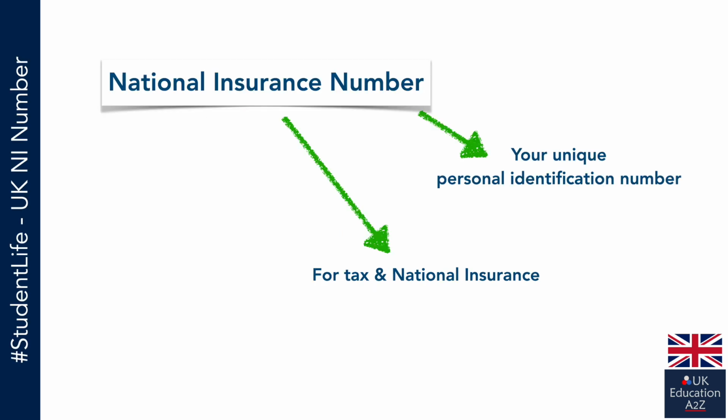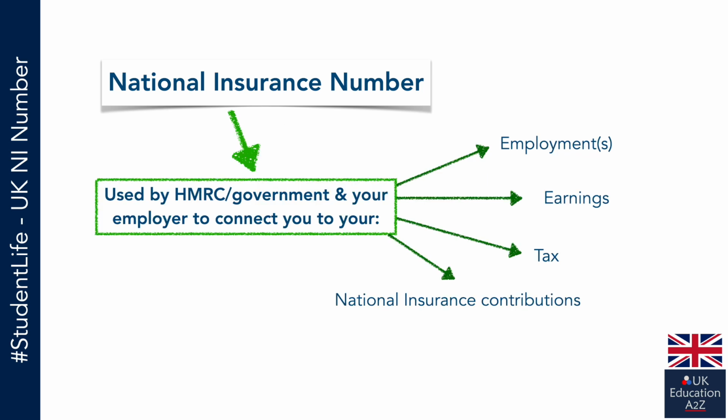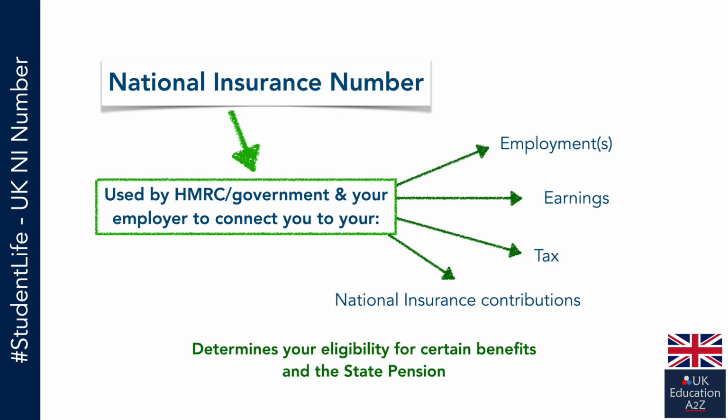A national insurance number is your unique personal identification number for tax and national insurance purposes. It is used by HMRC, or the government, and your employer to connect you to your employment or employments, your earnings, tax, and national insurance contributions. It also determines your eligibility for certain benefits and the state pension.